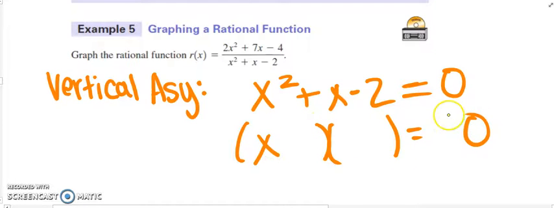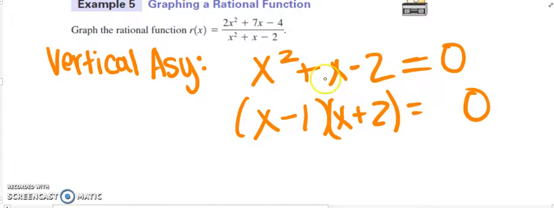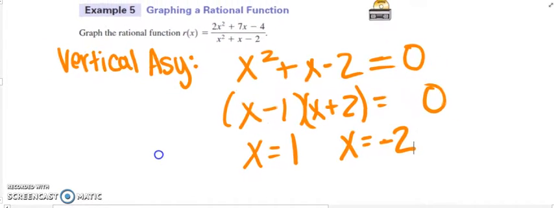Now, to solve this, we can t-chart it, and I get -1 plus 2. -1 times 2 is -2. -1 plus 2 is 1. So I have two vertical asymptotes, x equals 1 and x equals -2. Both of those are vertical asymptotes, so that's the first part.